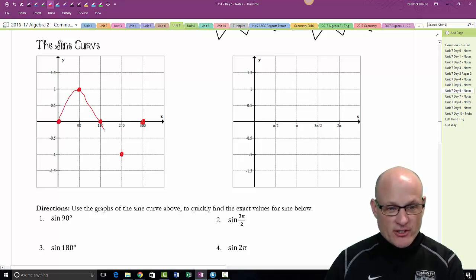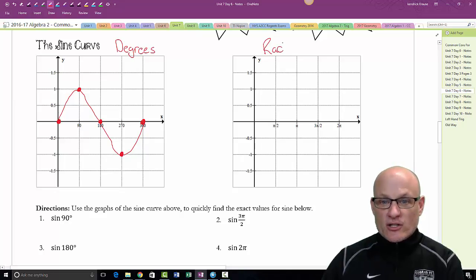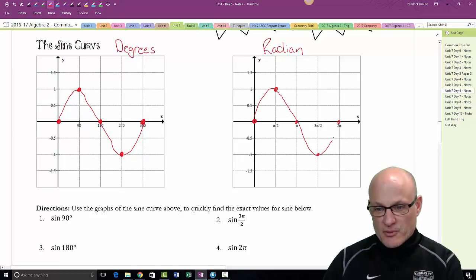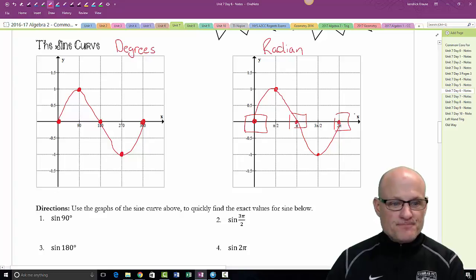Now, the functions are going to look the same, whether I do it with degrees or radians, it's still going to look the same. 0, 0. Pi/2 is just 90 degrees, same thing. 0, 0, -1, and 2 pi. It's still going to look the same. Hills and valleys is what Miss Newman calls it. But you start at 0, end at 0, 0 in the middle, and you go up and down.